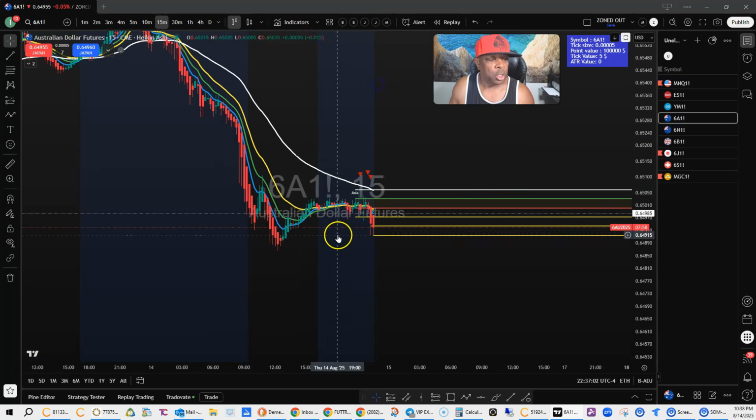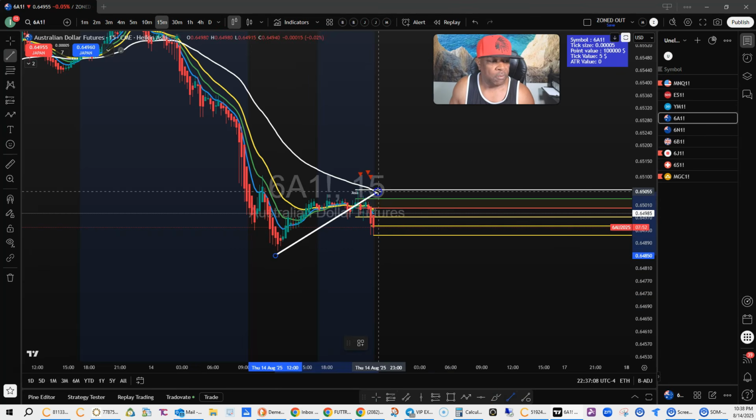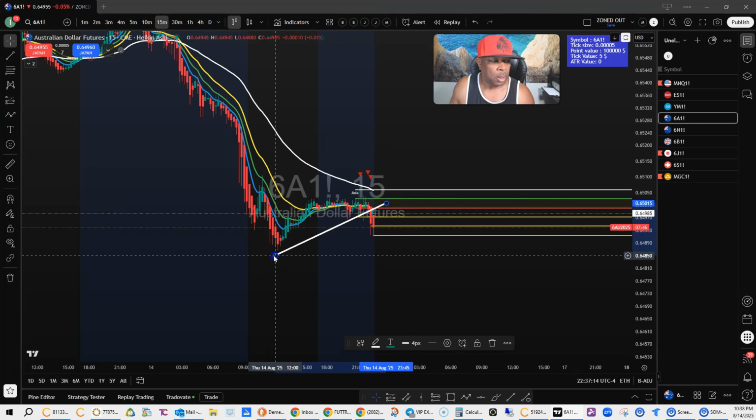All right, take a look at this one. Tell me you can't see this. 55. What did it do? Fake slant. Right there. They faked to the upside.